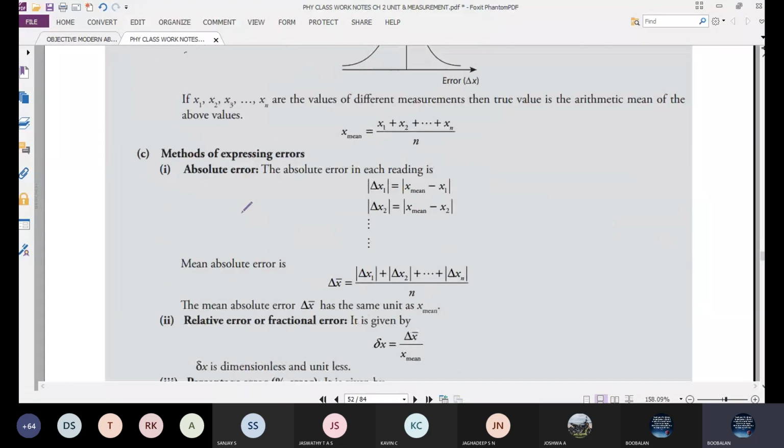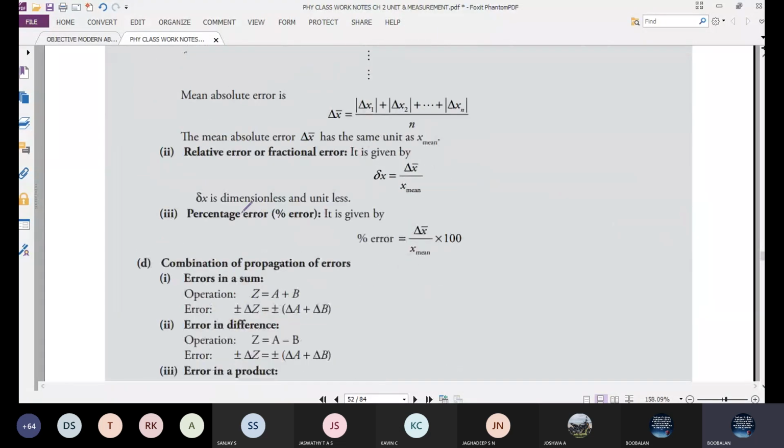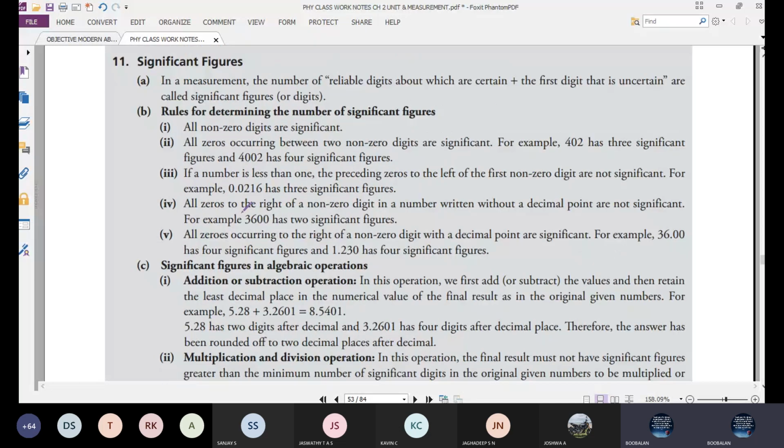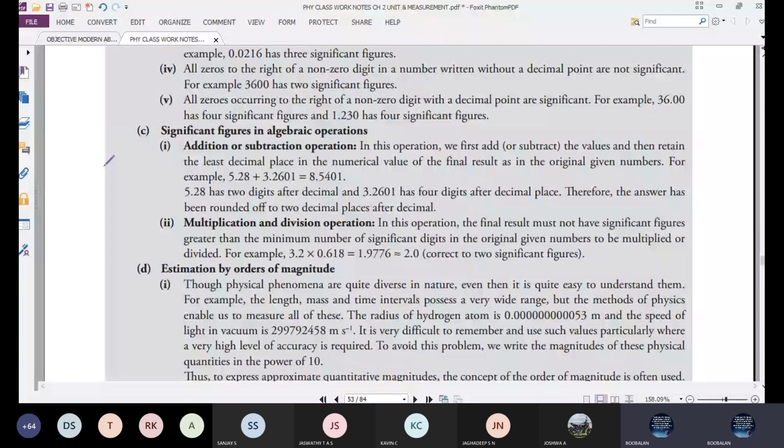Okay, yesterday in class we completed the significant figures and the rules for determining the number of significant figures. Okay, next one, the significant figures in algebraic operation. Algebraic operation means addition and subtraction. So how to add the decimal values?